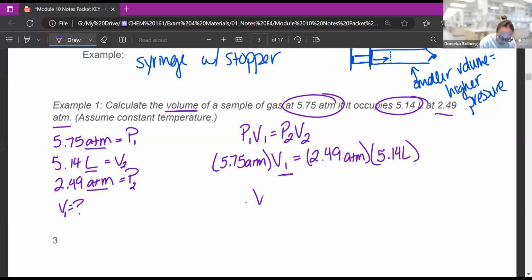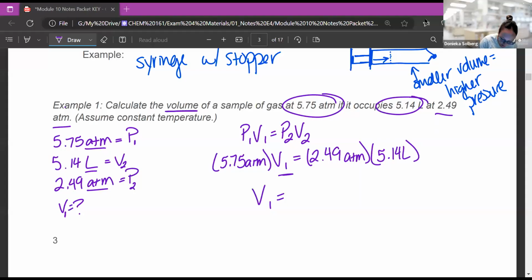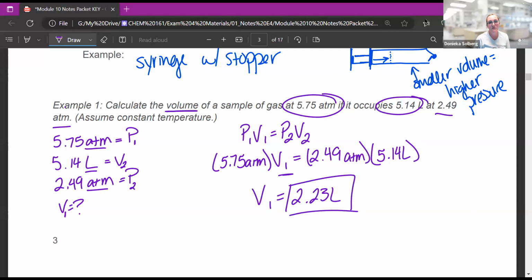So for V1, I got 2.23 liters. Feel free to check my math, but you would just multiply the right side and divide by the left side. So that would be your answer. I would take that same approach with almost every problem in this unit. Read it, be like, okay, this is what I have. This is the equation that I need. So print off the equation sheet, and then you can go ahead and calculate.